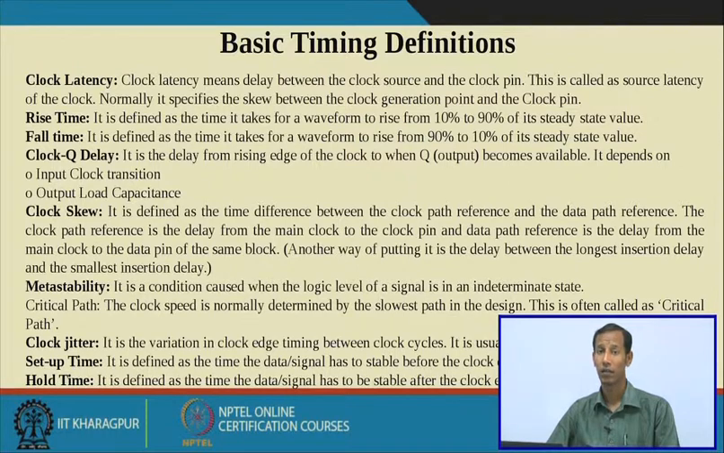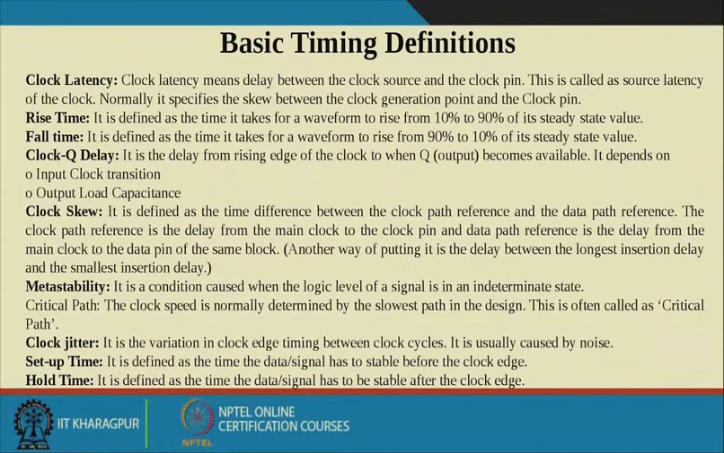Then rise time and fall time. Setup time and hold time we have seen. What is rise time and what is fall time? Rise time is defined as the time it takes for a waveform to rise from 10% to 90% of its steady state value. That means, as we know, the change from 0 to 1 or 1 to 0 is not abrupt. In the ideal case the transition looks very much linear, but it does not happen like a straight line.